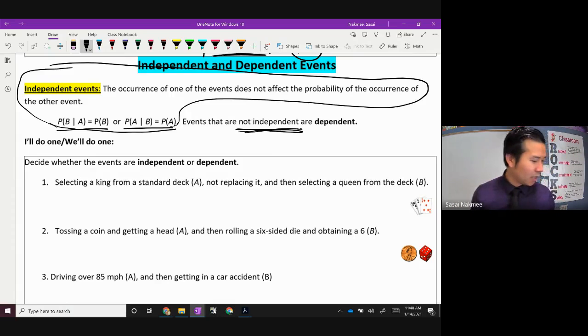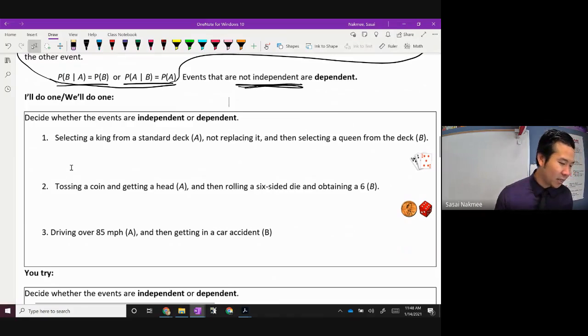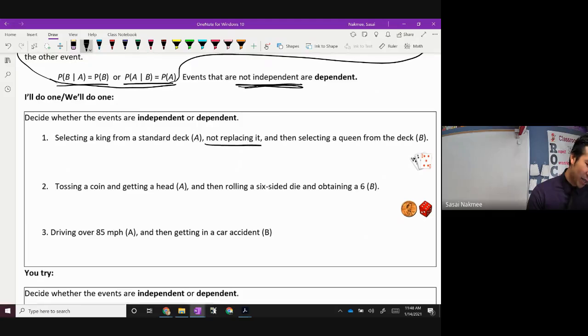So let's take a look here. Decide whether it is independent or dependent. And that's actually the first example we just talked about right now. Selecting a king from a deck, not replacing it, and then selecting a queen from the deck. That, like I said, is no longer going to be 4 out of 52. It changes, right? Because the king has been taken out and not replaced. It changes to 4 out of 51.